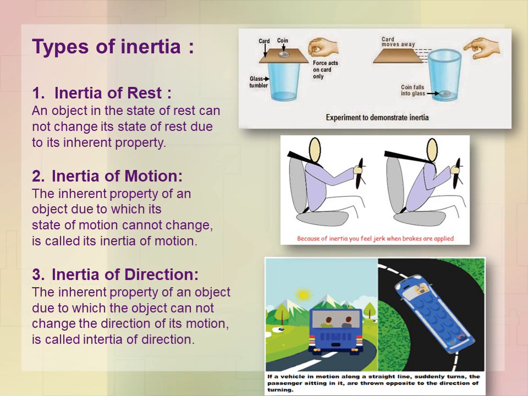As you can see in picture 3, the vehicle is taking a turn towards the left, but the passengers who were sitting inside are thrown towards the right side, which is opposite to the turn. So this is the example of inertia of direction.